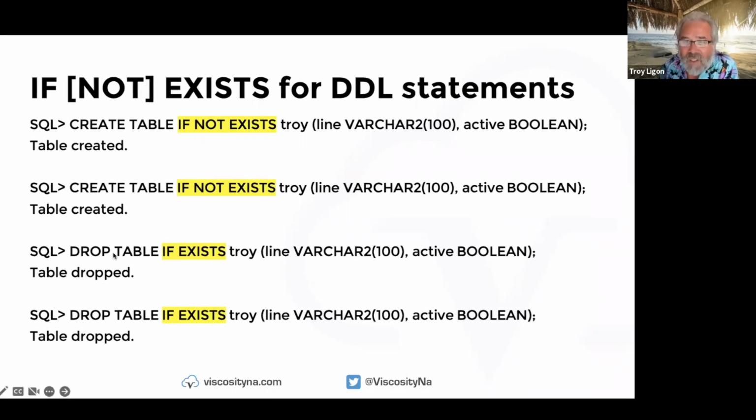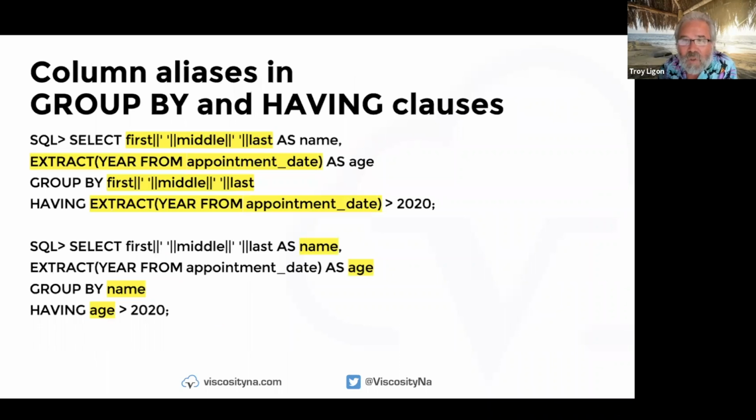By the same token, if I do drop the table if it exists, it actually dropped it. If I do it again, it still will tell you the table was dropped, because at the end of the day, the table is gone now, even if it was dropped already. So a little bit cleaner on your log files, a little more sensible for your users.